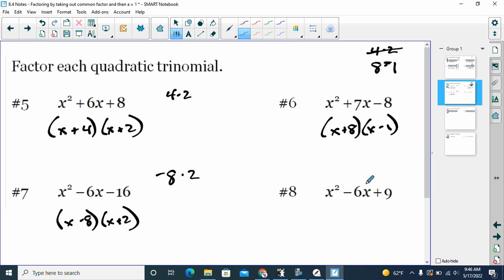Number 8, numbers that multiply to 9 and add up to -6. Should be 3 times 3. 3 times 3 is 9. 3 plus 3 is 6. It should add up to -6, so I need -3 and -3. X minus 3 and x minus 3.